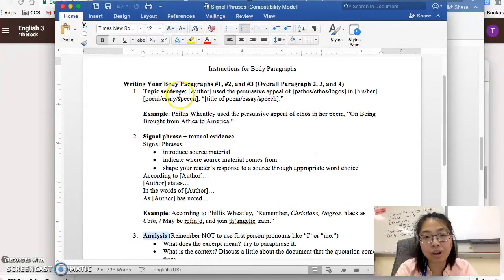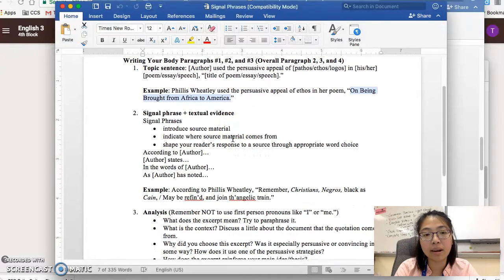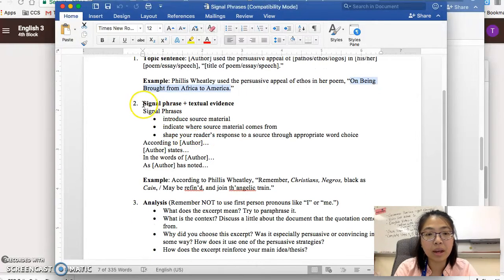Your topic sentence should tell us what the document is, what the title is, what the author is, and which persuasive strategy you are looking at. So here's my example. Phillis Wheatley used the persuasive appeal of ethos in her poem on being brought from Africa to America. I have the author, I have what strategy I'm going to be talking about, and I have the title of the poem. The next sentence in your body paragraph should be the signal phrase and text evidence.